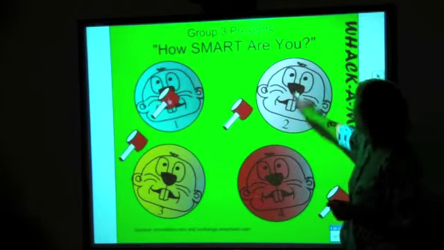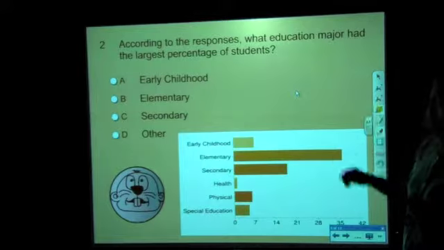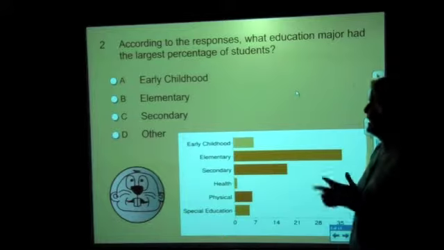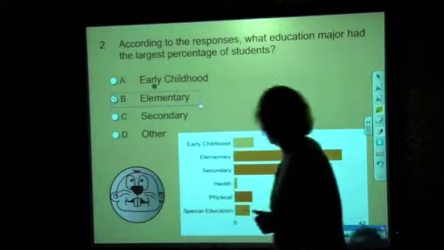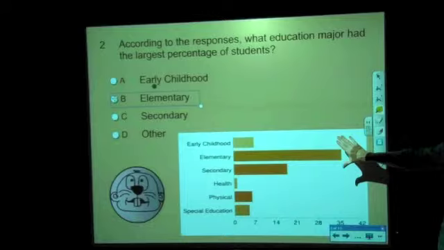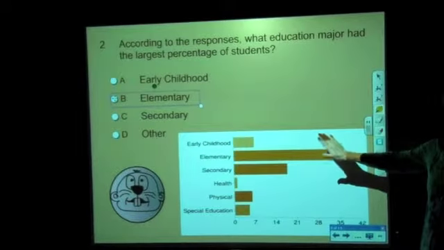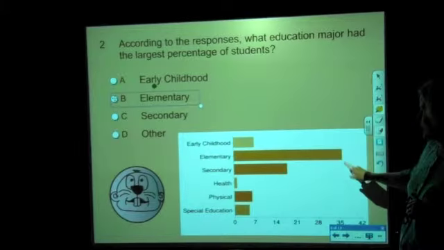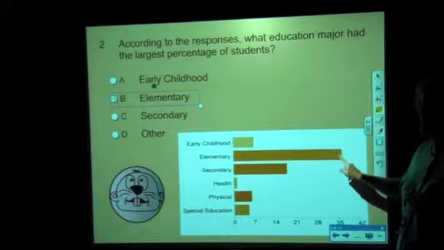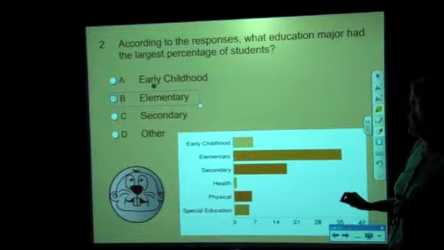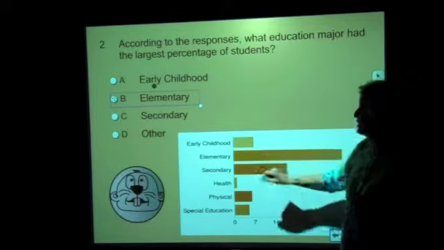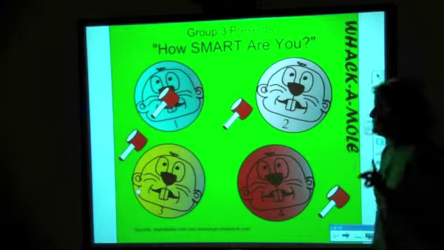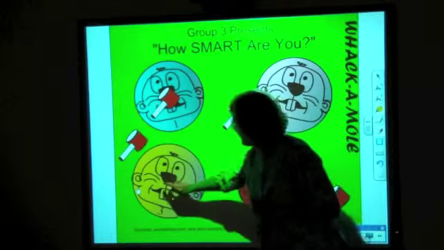Okay, so then we go to question 2. According to the responses, what education major had the largest percentage of students? Elementary education. You can see here on the bar graph, and this we copied and pasted from the Google Doc file. It was very easy to drop it in. You can see elementary education, I believe it was 59% of the class. So that's over half of the class that's going into elementary education, and that's why we tailored our presentation to fit your classroom. My teammates will tell you more about that in a few minutes.